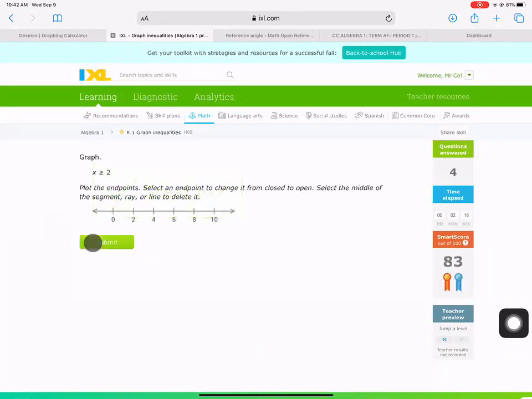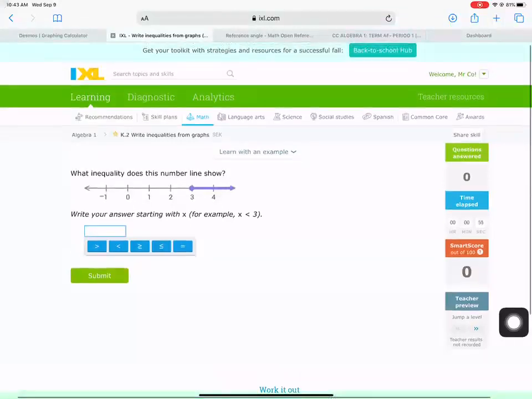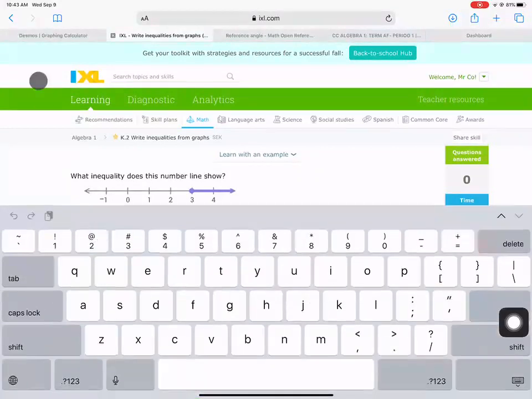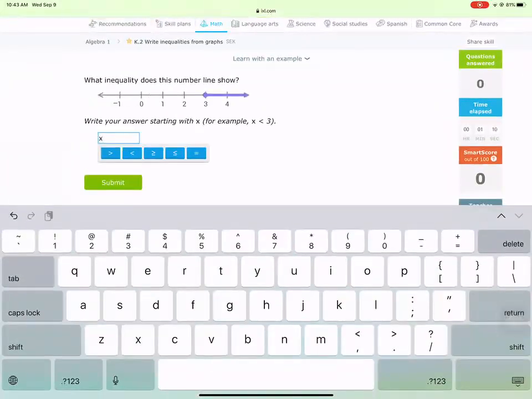So this is on iExcel, and this is in your homework, and this is going to be in the recommended section. Given the graph, you are going to write the inequality. These are the examples that they give us right here. X is inequality to the number. So the letter X, I'll write X here. X is greater than or less than. If you look at the blue, we're going to the right. So that's going to be greater than.